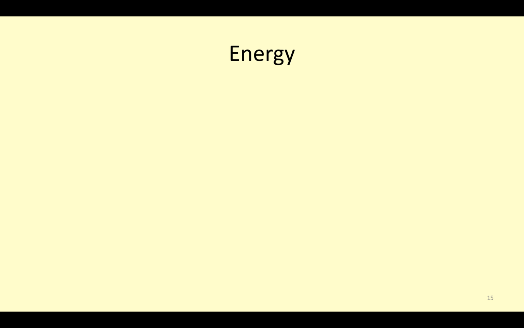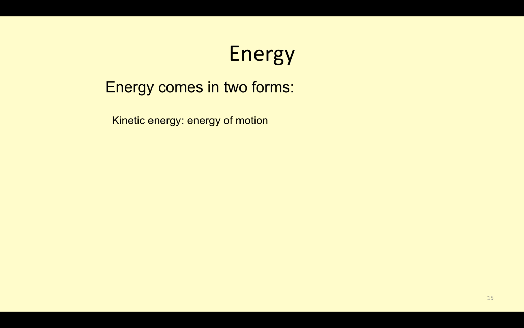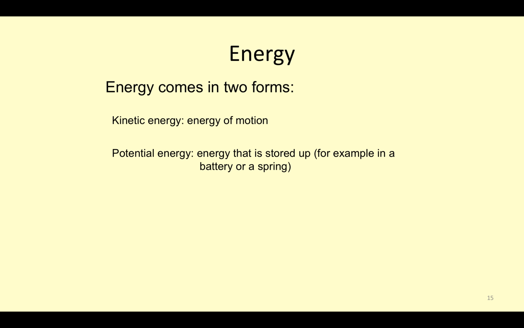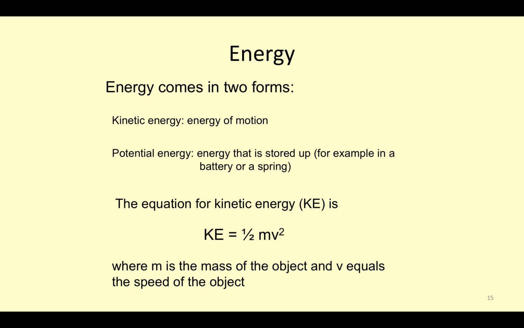All right. So energy. Energy comes in two forms. Kinetic energy of motion, which we talked about, and potential energy, that is stored up, for example, in a battery or spring. And the equation for kinetic energy is 1/2 mv squared, where m is the mass of the object and v equals the speed of the object. So that's the kinetic energy.